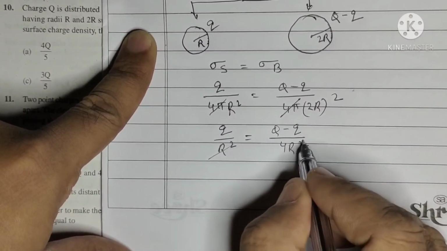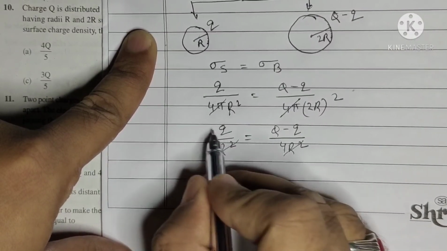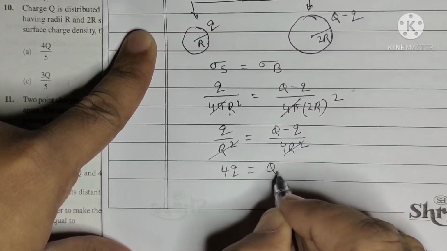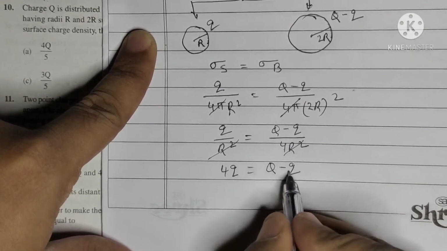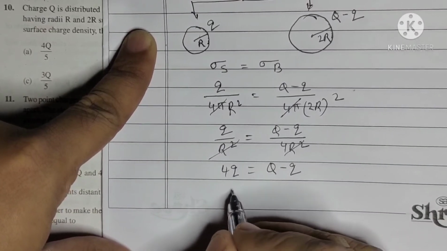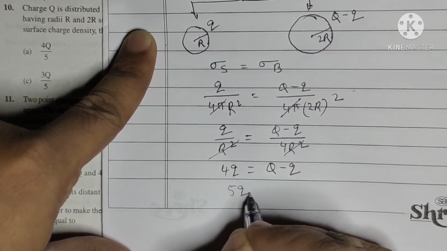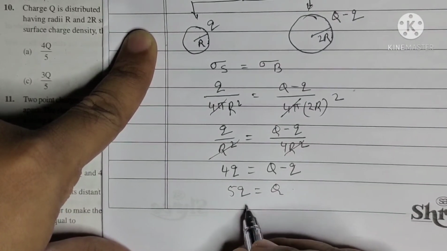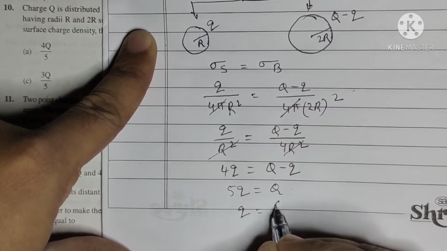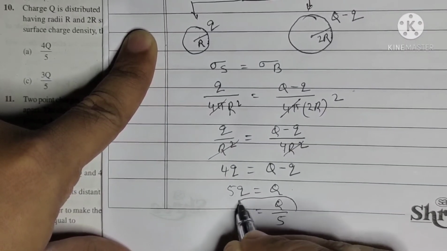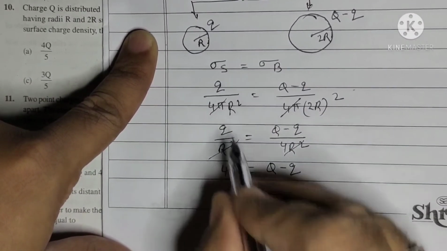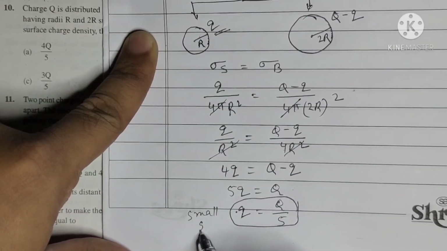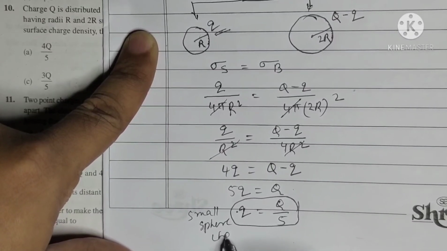So r square gets cancelled. Therefore the 4 cross multiplies here, and it becomes 4q equals capital Q minus q. If you bring this q here, it becomes 5q equals Q. Therefore q equals capital Q by 5. This q is the smaller sphere's charge.